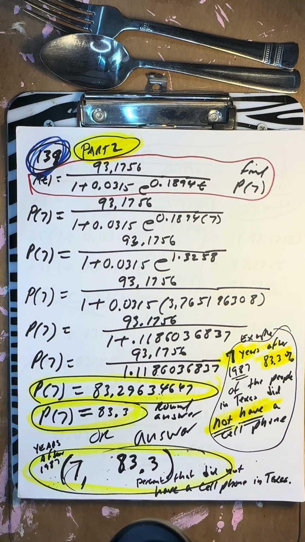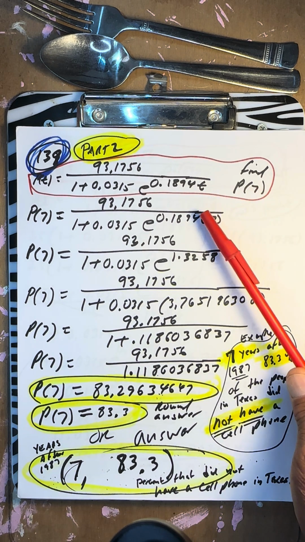Okay, now, what about 7 years after that? 7 years after 1987. Put it in there.